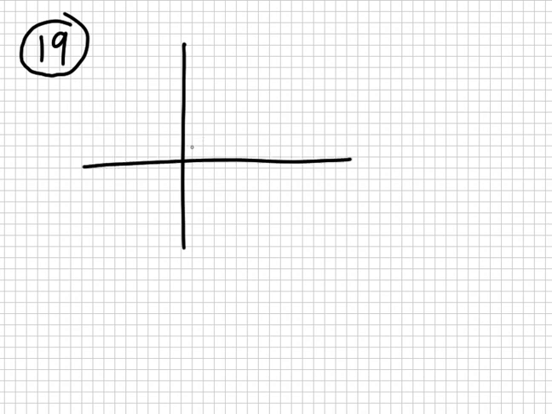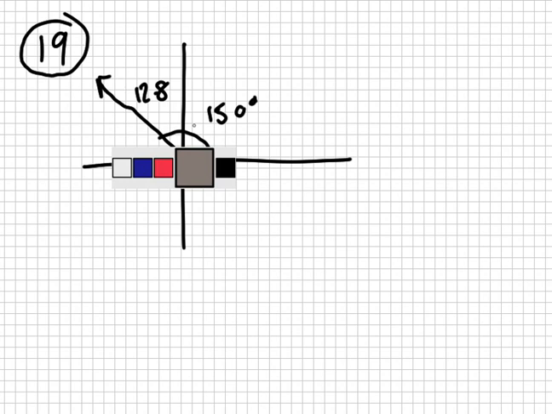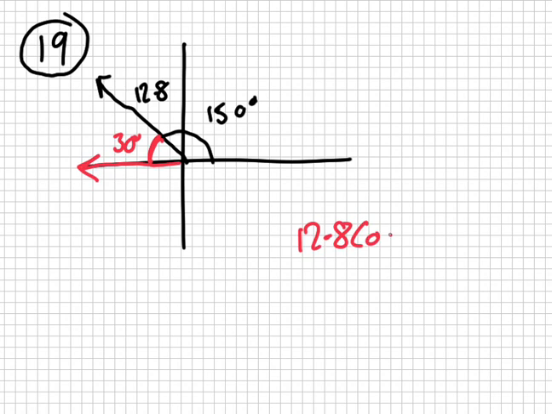The vector is 150 degrees and that's that graph, and 12.8 long. Now, if that's 150, how big is this piece? 30. So what would be the formula for this piece? It'll be 12.8 cos 30 with a minus.